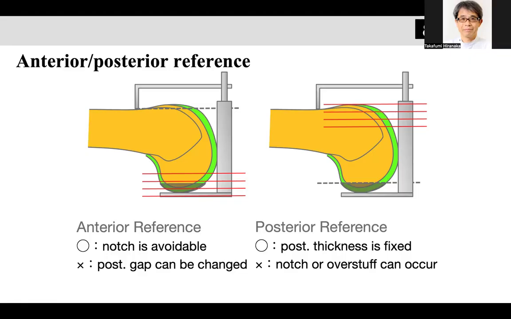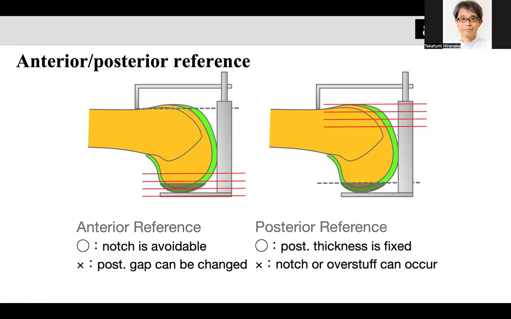So, for example, if the size is between size 3 and 4, the 4 is larger and the 3 is smaller. If we select 3, the posterior cutting thickness can be thicker. With the smaller size, the cutting thickness can be thicker, but with the larger size, the cutting thickness can be thinner. Okay?